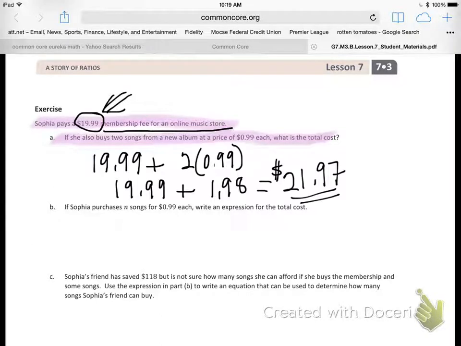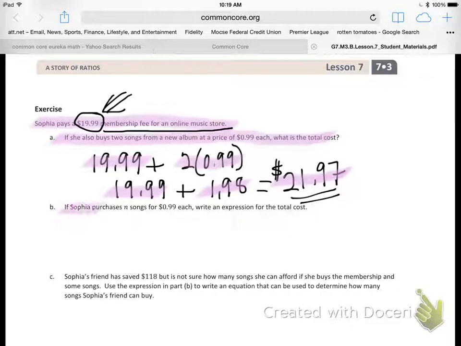If you take a look at it here, I just went ahead and did it in a semi-algebraic way. I have my $19.99 membership fee, and then I have 2 times 99 cents to account for my 2 songs I bought at 99 cents each. Carry that down, $19.99 plus $1.98 equals $21.97.